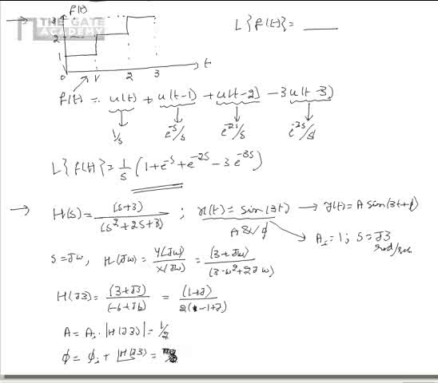Sorry, which is equal to pi by 4 minus 3 pi by 4, which boils down to minus pi by 2. From this we see that the magnitude of the output is half, and the phase of the output is minus pi by 2. These are the required answers.